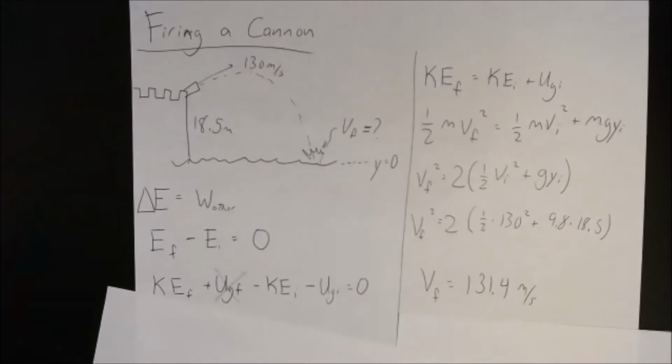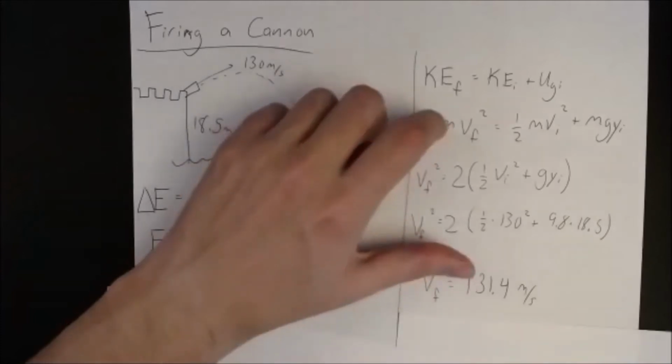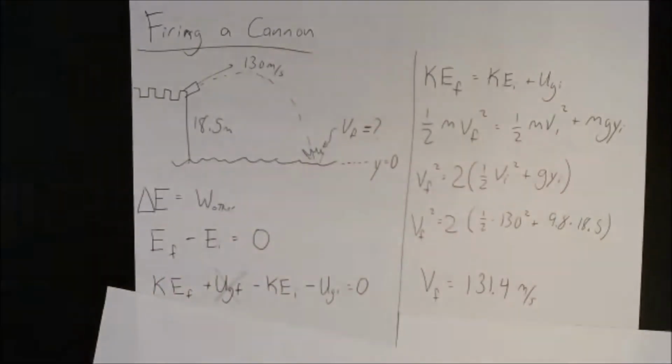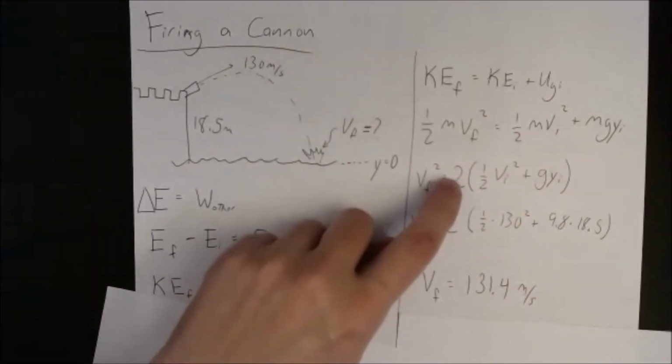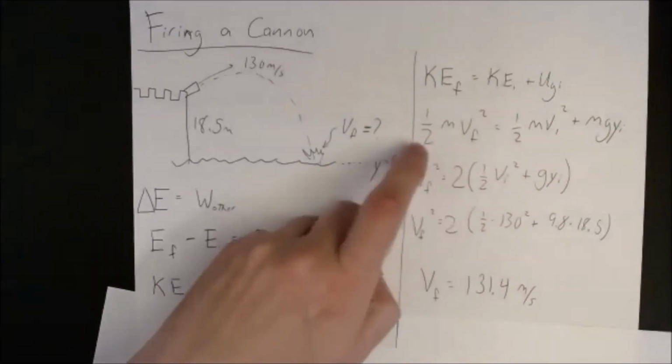Did I multiply both sides by 2 over m? It looks like I did. Yes, it looks like I factored out the m's, and so I divided both sides by m, and then I multiplied both sides by 2.